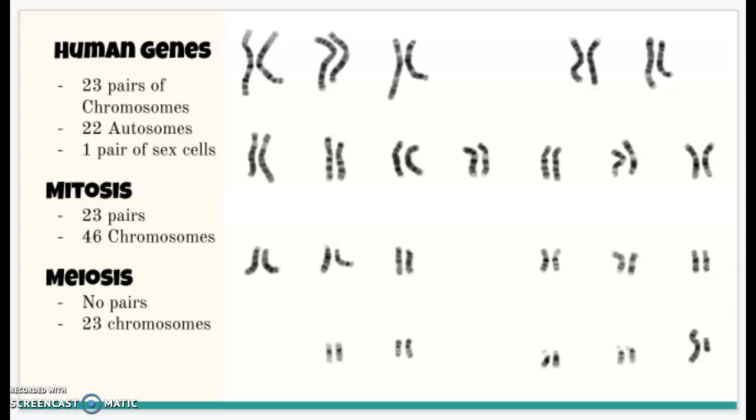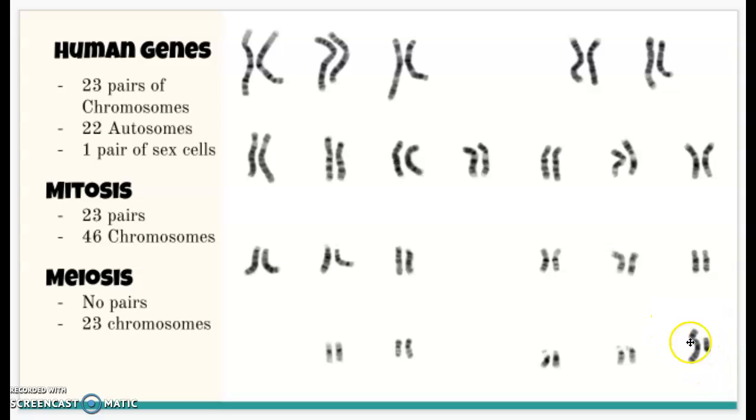In humans, we have 23 pairs of chromosomes. 22 of these are autosomes, which means that they contribute to everything else about us except for our gender or our sex. There is 1 pair of sex chromosomes, and that's these at the end. You either have an XX or an XY. So that means all humans have a female or an X chromosome. Only males have a Y.